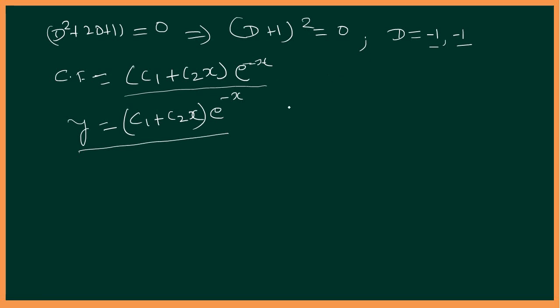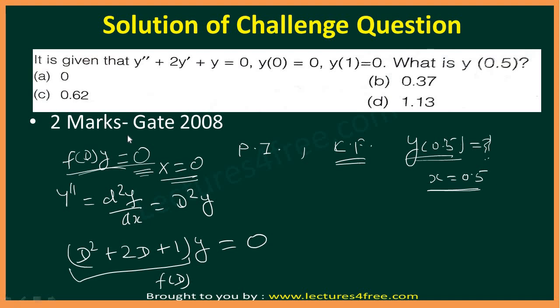Now in the question, y(0.5) is asked. You can put x equal to 0.5, but you don't know the values of c1 and c2 here, so you cannot calculate exactly. To calculate the values of c1 and c2, we have to use the initial conditions given here: y(0) equal to 0 and y(1) equal to 0. You have to find them with these initial conditions.